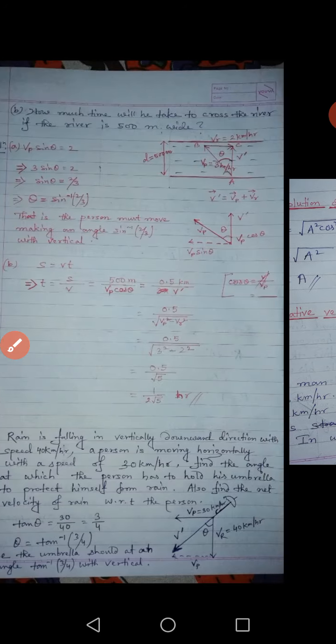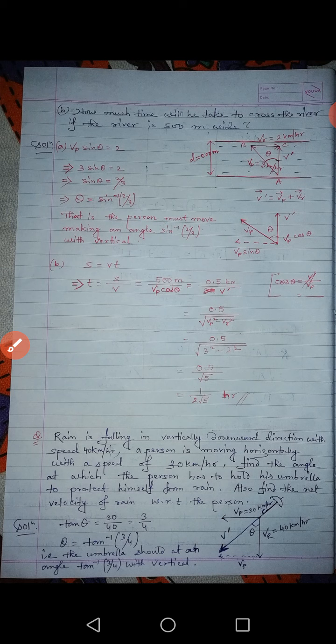In physics, concept is the main thing. You have to focus on the concept. Okay, so let's see this sum. A man can swim in still water at a speed of 3 km per hour. He wants to cross a river that flows at 2 km per hour and reach the point directly opposite to his starting point. In which direction should he try to swim? Then another question: how much time will he take to cross the river?